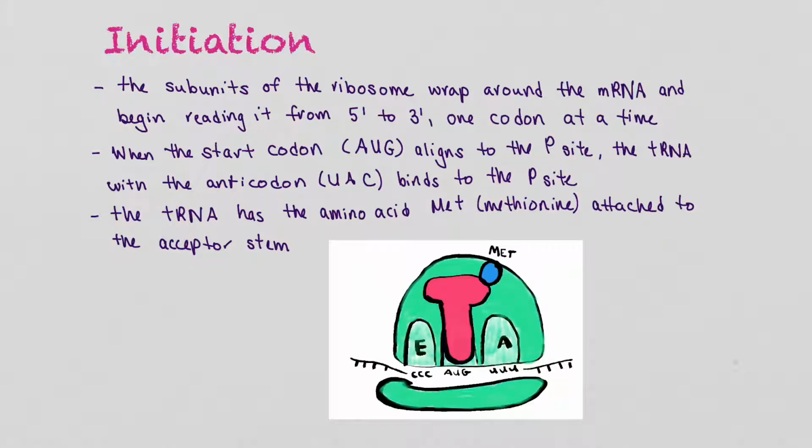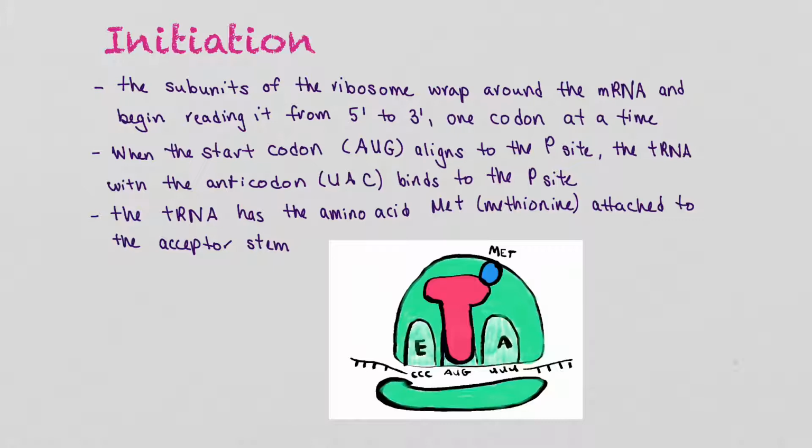So translation occurs in 3 stages. First of all, we have initiation. In initiation, the subunits of the ribosome wrap around the mRNA, so you can see that in this drawing, and it begins reading the mRNA from 5' to 3', one codon at a time. It's going to scan across, and until it reaches AUG, nothing will happen.